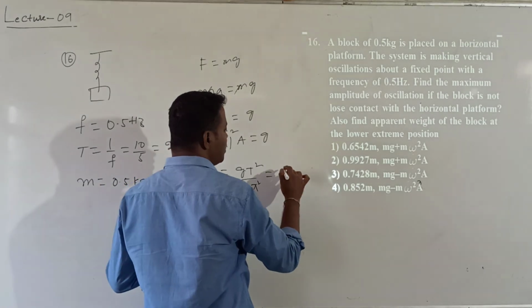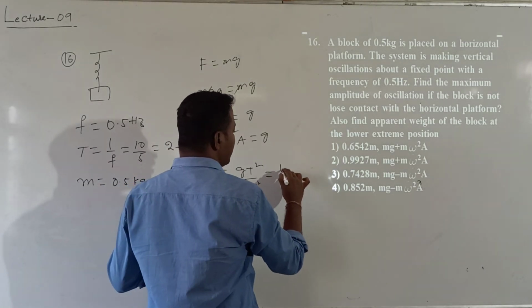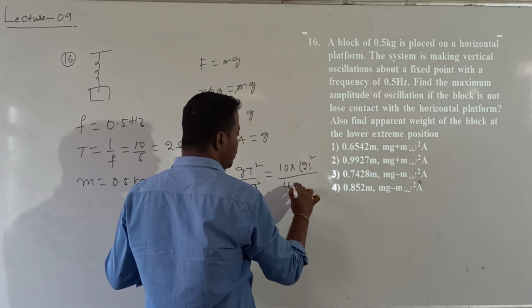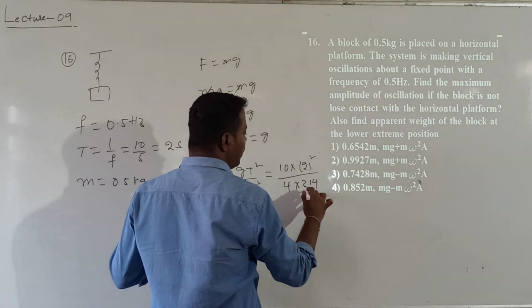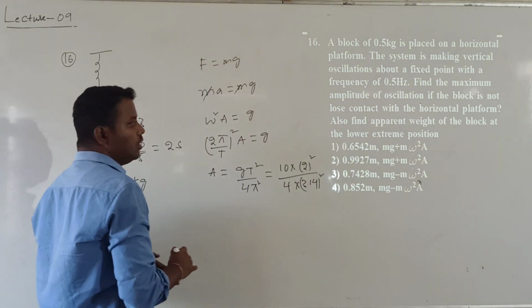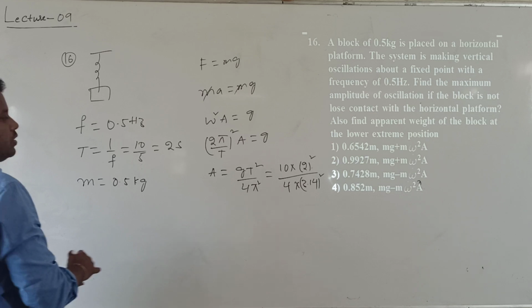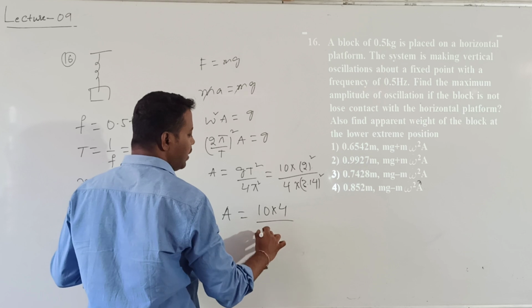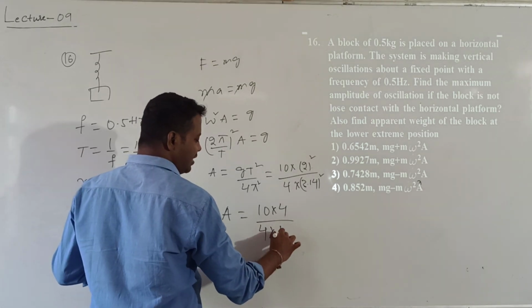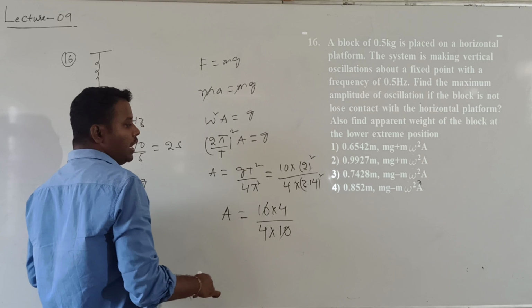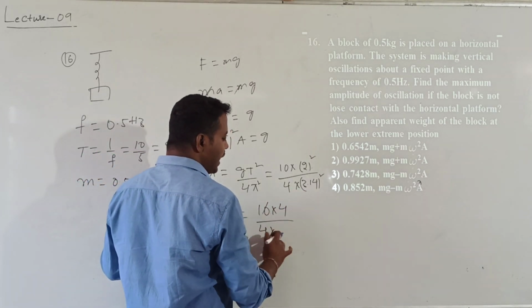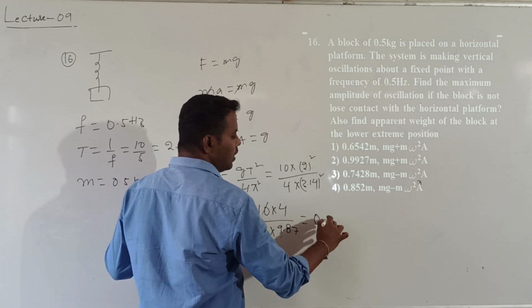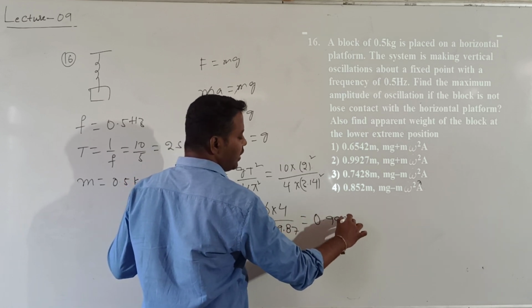So g value, how much? g value nearly 10, into T square value 2 square, by 4 into pi square, value 3.14 whole square. How much is 3.14 whole square? Amplitude you will get approximately 10 into 4 by 4 into, this is also nearly can be taken as 4. If I take 9.87, then after simplification you will get the answer 0.9927, very close to 1.